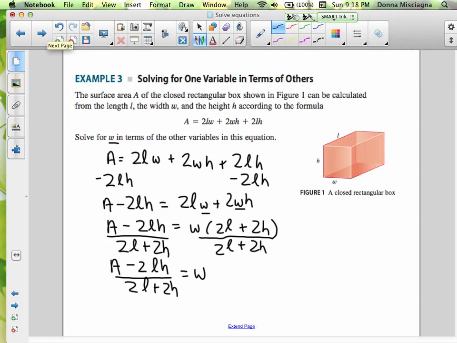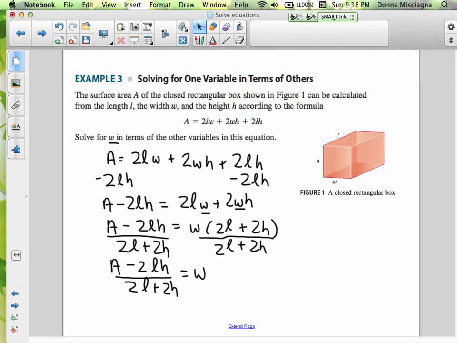Now why would you want to do that? Well, perhaps you want to solve for width. You know the area, you know the length, you know the height. You've got width all isolated. If you plug in the area, the length, and the height, then you can solve. All you've got to do is simplify and you'll have width.